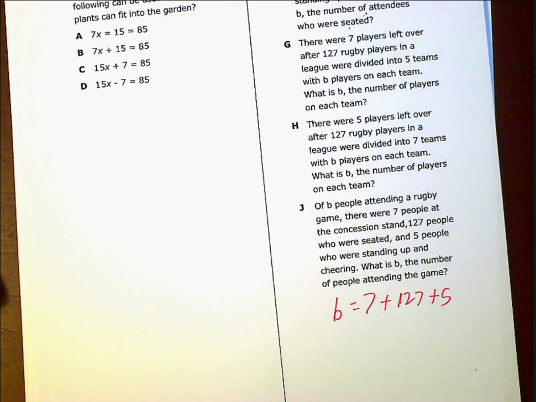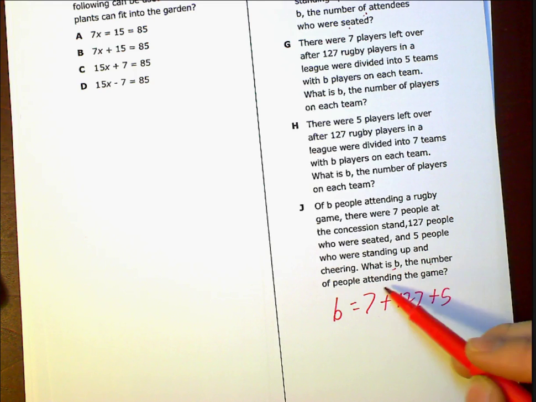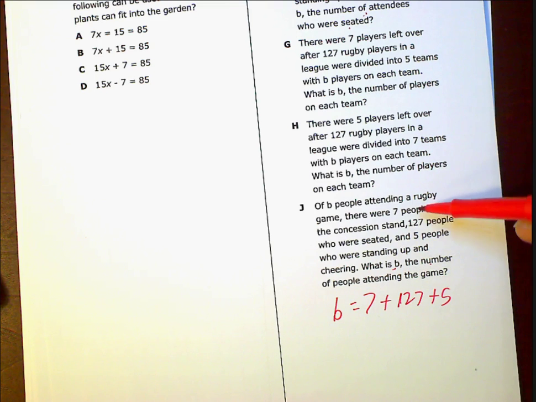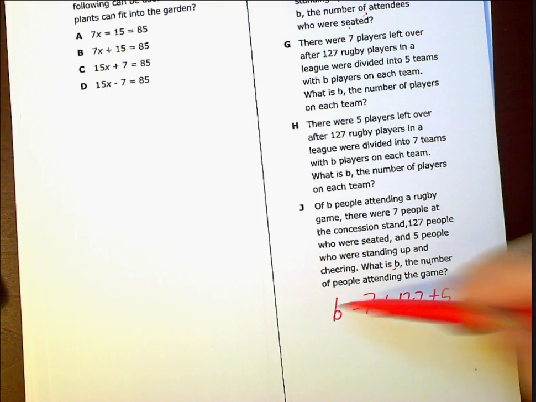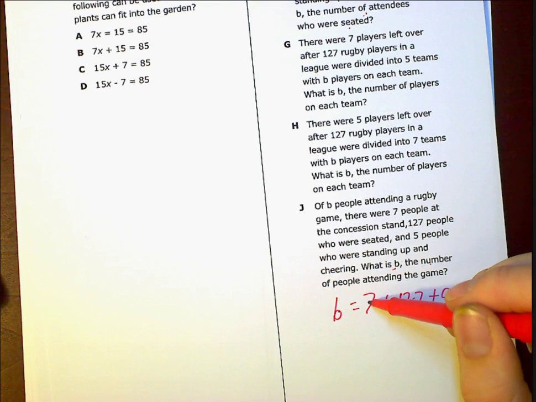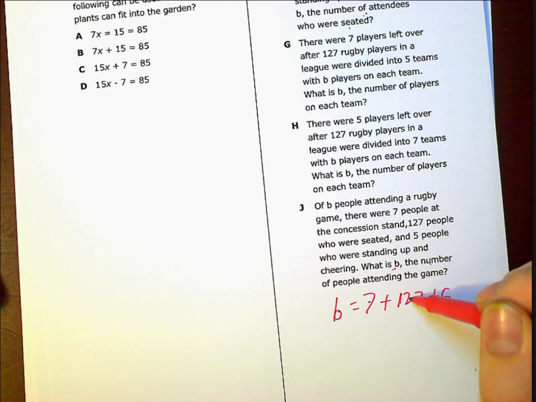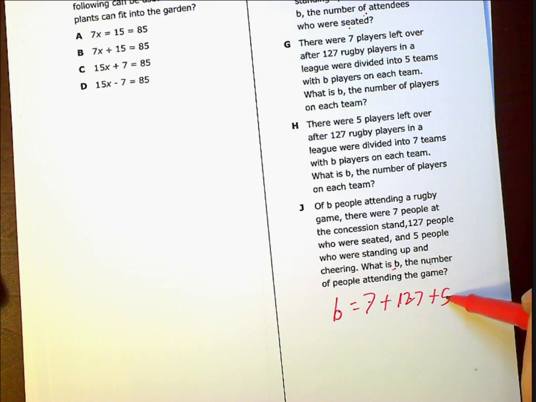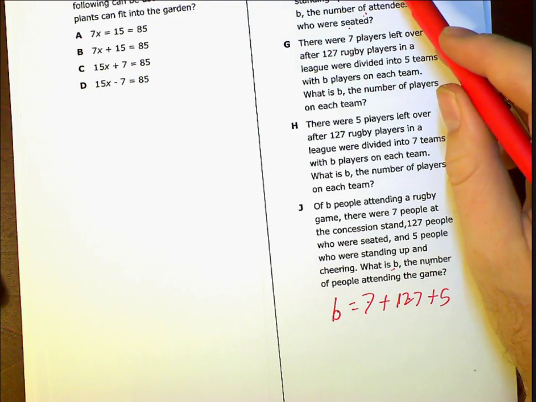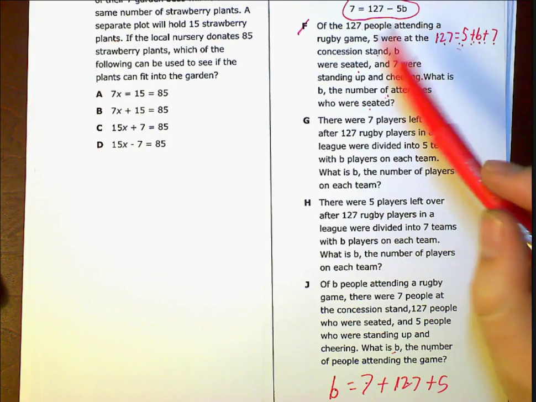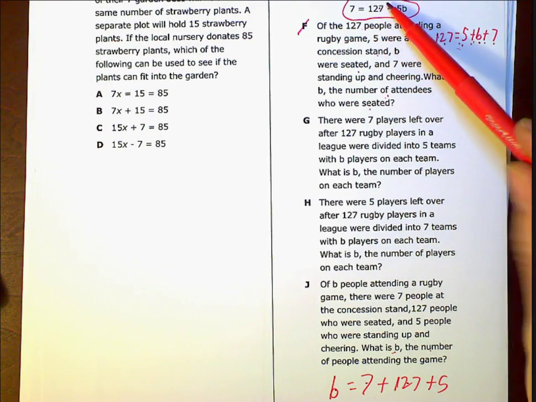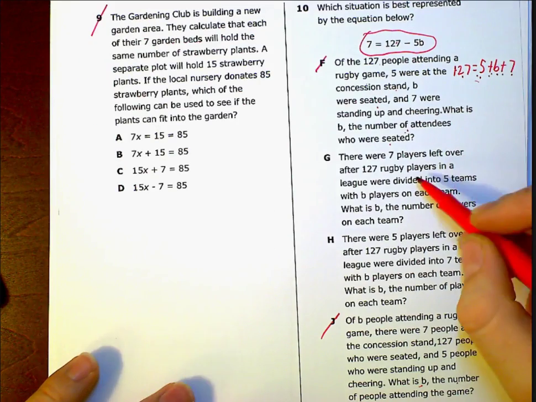So looking at J, and reading J, it seems like they want us to find the total. Because it says, what is B, the number of people attending the game? And the total amount of the people at the game is going to be the 7 who were at the concession stand, plus the 127 people who were seated, and the 5 who were standing up. That's not equal to the equation that was originally given to us. Let's look at G.